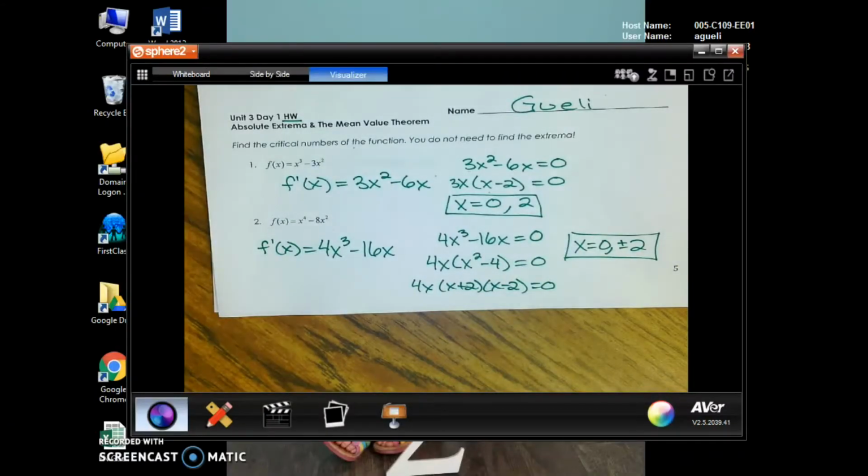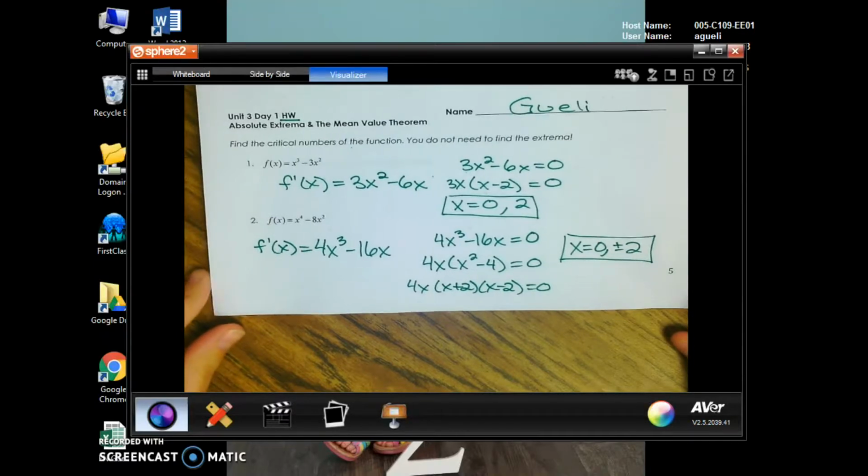Okay, this is the homework for the absolute extrema and the mean value theorem. I didn't realize that it wasn't recording, so I'm just going to kind of walk through these two, and then I will actually be working the rest of the problems. So for the critical numbers of the function, it says you do not need to find the extrema. So we're just finding the critical numbers.